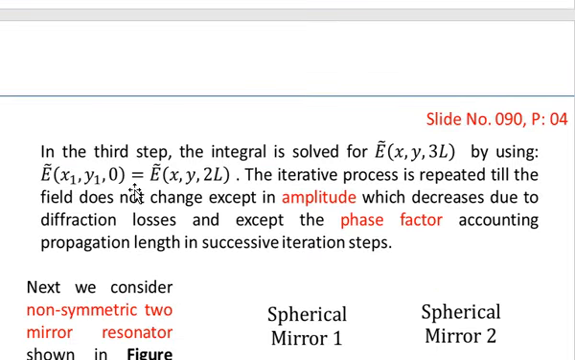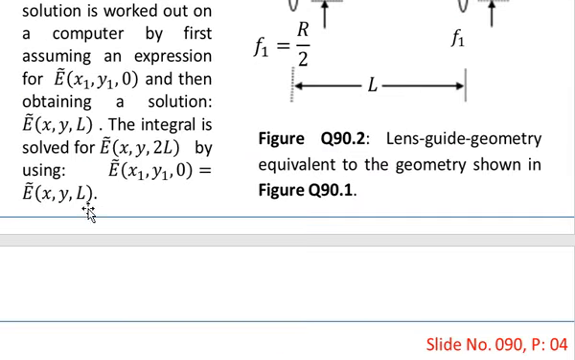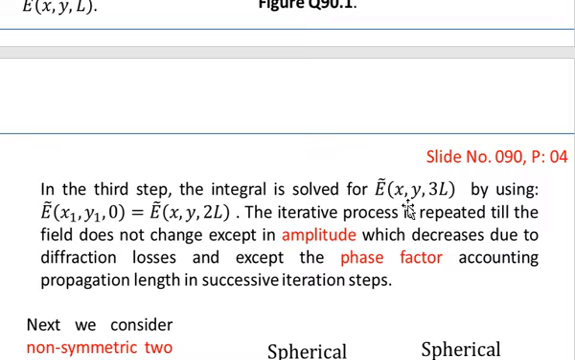In the third step, the integral is solved for E prime of x comma y comma 3L, because then E prime of x comma y comma 2L will be used as an input to the integral, and the right hand side of the integral, which will be E prime of x comma y comma 3L, will be solved by setting E prime of x1 y1 comma 0 equal to E prime of x comma y comma 2L. And then of course we can solve that integral for the next value, which is E prime of x comma y comma 3L.